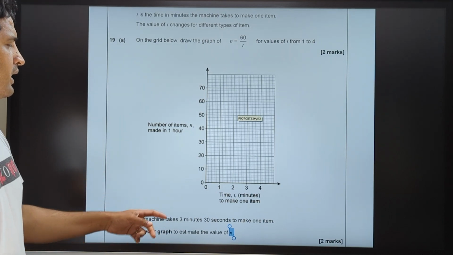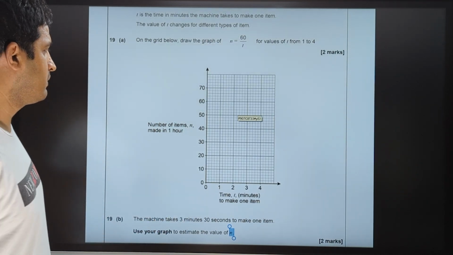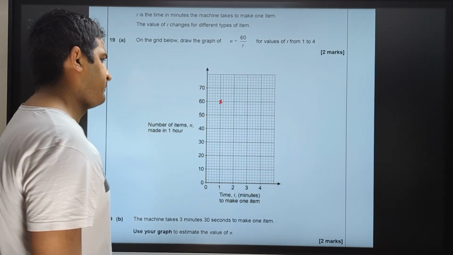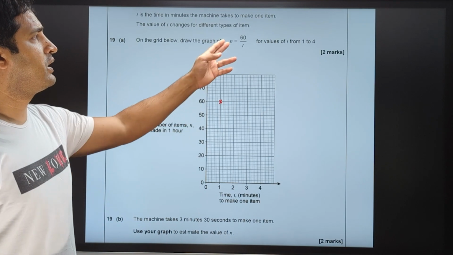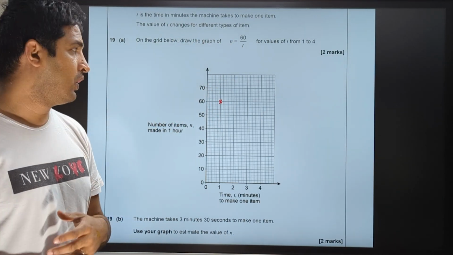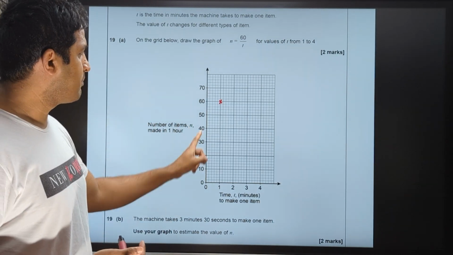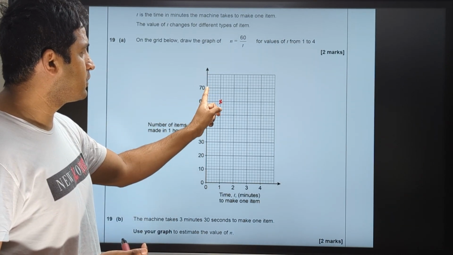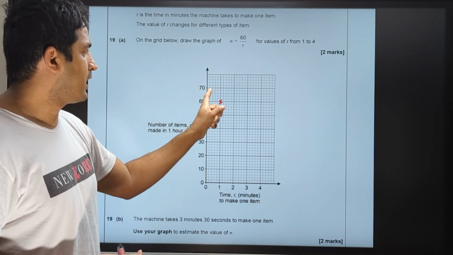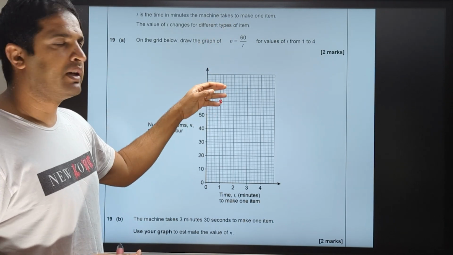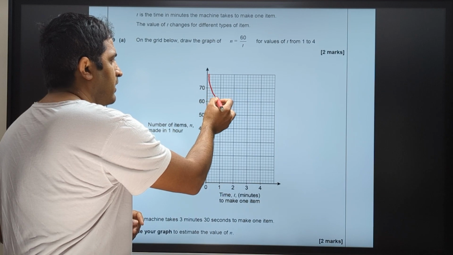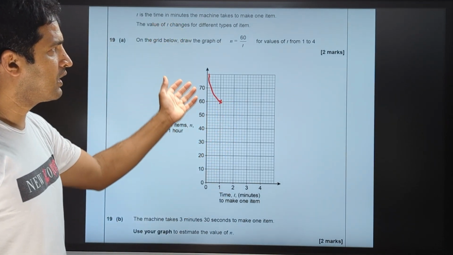So what would it look like when t is equal to 1? When t is equal to 1, n is 60. Now, we're not sure what happens when t is equal to 0, because anything divided by 0 is not known. So we can't put a point on here, but we know that as t goes towards 0, you get more and more items. If it's 0.1, 60 divided by 0.1 is really high. So our curve will be coming from there somewhere, like this. And that is the curve of the graph.